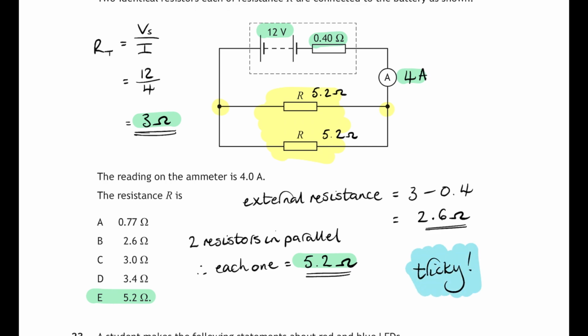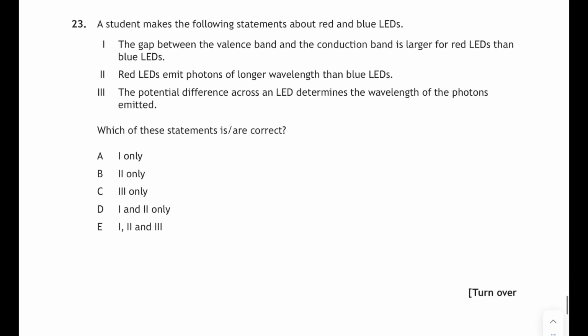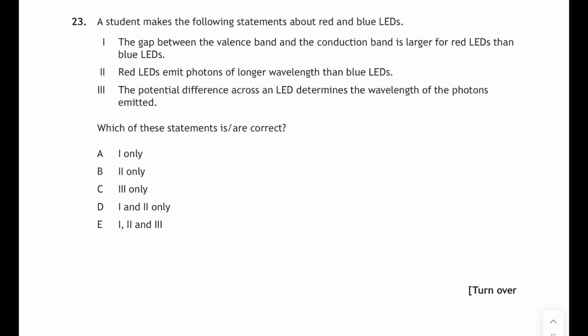Man, that's difficult. Okay, 23. A student makes the following statements about red and blue LEDs. Statement 1. The gap between the valence and the conduction band is larger for red LEDs than blue LEDs. No, it's not. Blue LEDs have got a higher frequency, therefore a blue photon's got a higher energy, therefore you need a bigger jump between energy levels to produce blue photons.